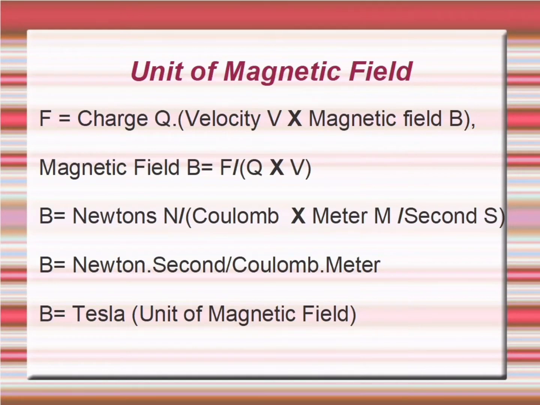Force is measured in Newton. Charge is in coulomb. And velocity is in meter per second, so the unit of magnetic field is Newton second per coulomb meter. That is named Tesla.